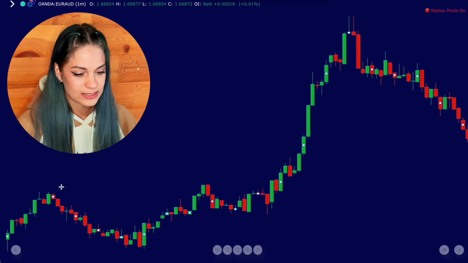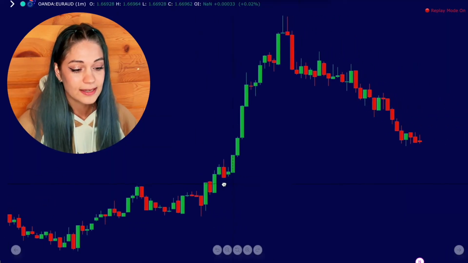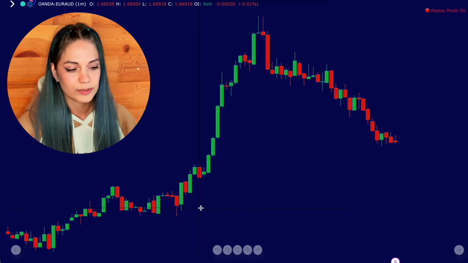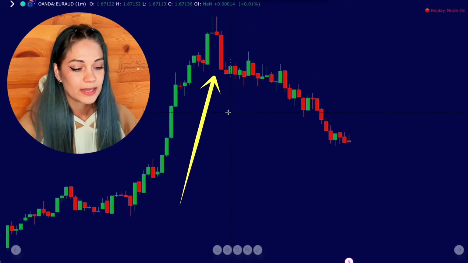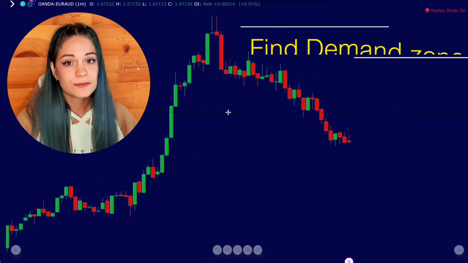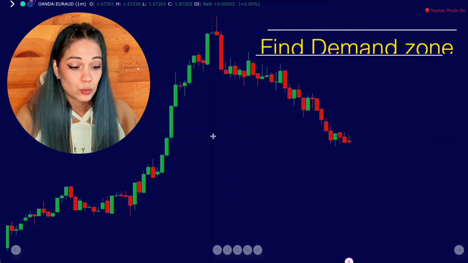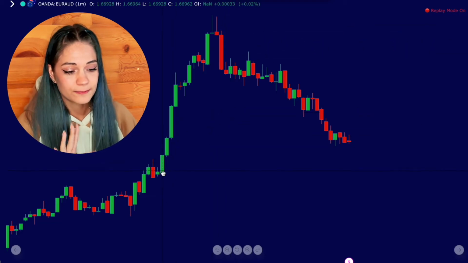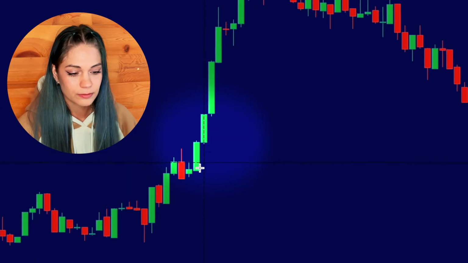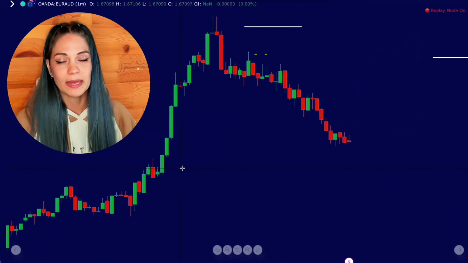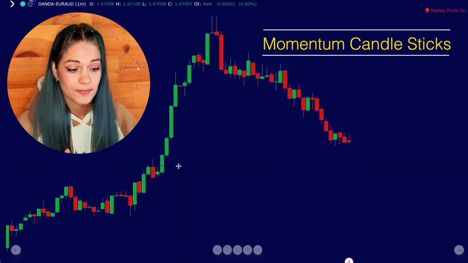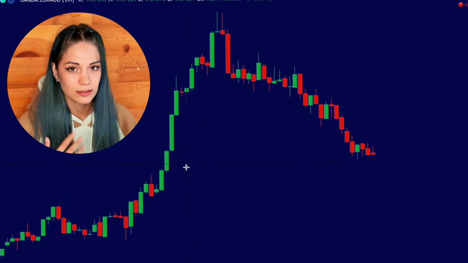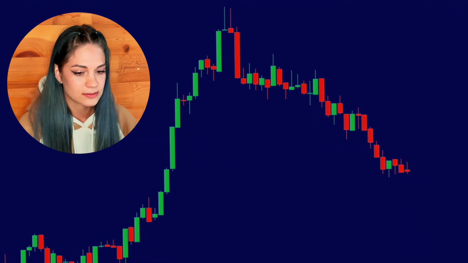In this case, we see that the price was moving quite steadily, and reaching a certain level, we see price shooting up. And that basically means that we need to find a demand zone. And the way I do this is I find the period of sudden growth. Usually it's a group of momentum candlesticks of the same color, and they are showing the sudden growth. So for example, these 4 candlesticks right here.